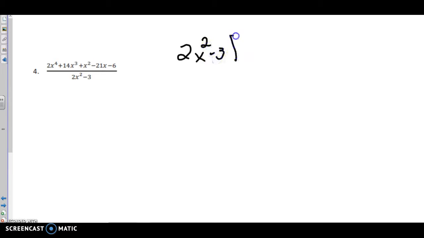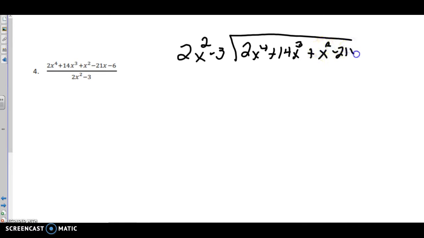So I'm dividing 2x minus 3 into 2x to the 4th plus 14x cubed plus x squared minus 21x minus 6. And now again, I'm only concentrating on this first term. The minus 3 means nothing to me right now. So 2x to the 4th divided by 2x squared is x squared. I'm going to multiply this whole thing now by what's on top to get 2x to the 4th minus 3x squared.